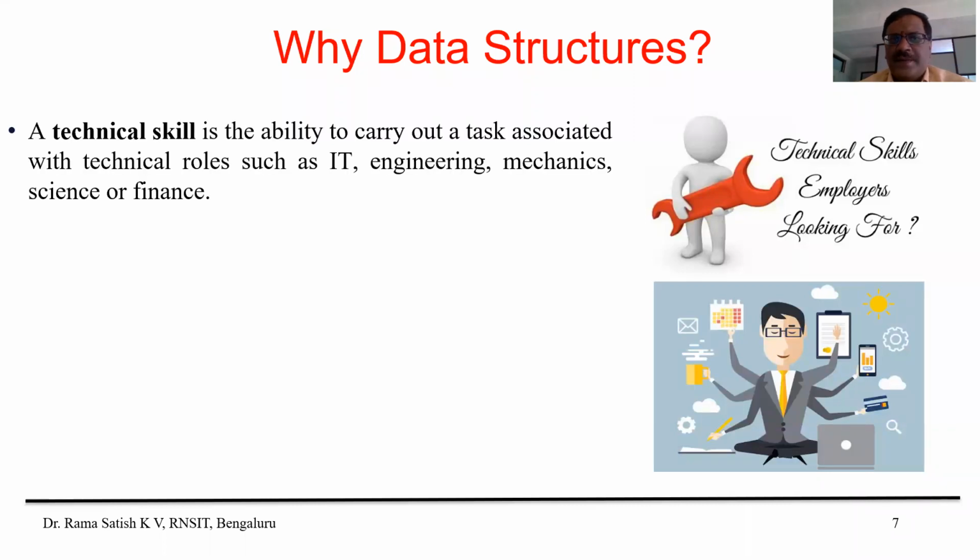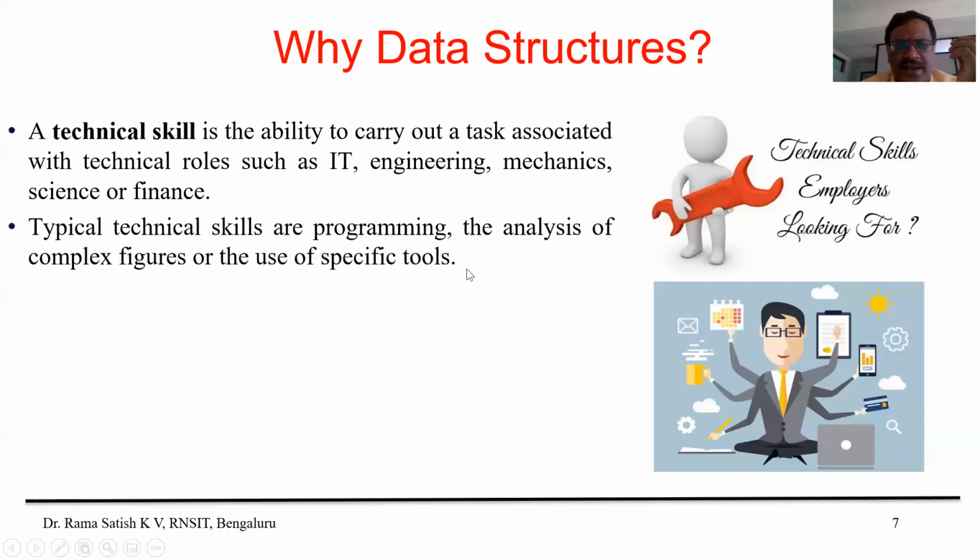This technical skill is the ability, one of the features, one of the skills that one should hold. Whether you are a mechanical engineer, an IT engineer, a civil engineer, or in any science or finance, everybody should know this. It's a technical role, any role you take up. So your technical skills should be there.